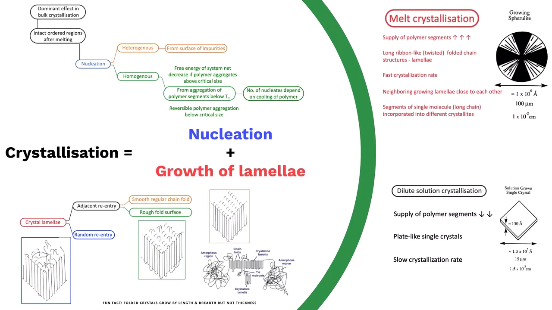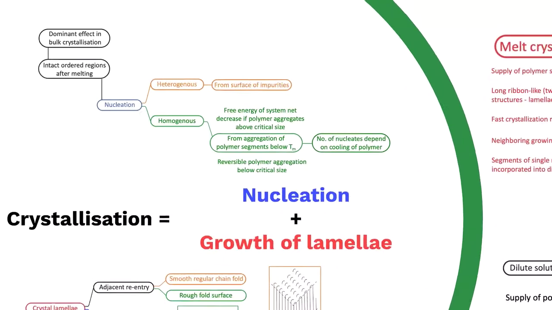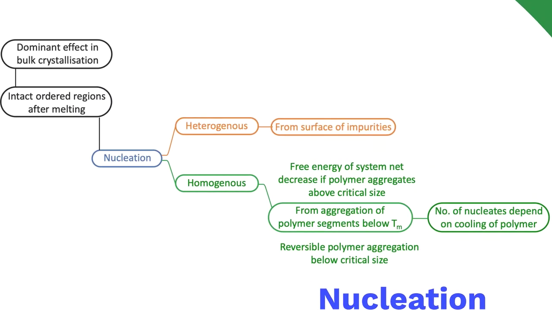So let's take a look at the microstructure, which can be described as crystallization, which is a process combined from nucleation and the lamellar growth. In terms of nucleation, we can have two different types of nucleation processes: heterogeneous or homogeneous. Heterogeneous nucleation comes from the surface of impurities, whereas homogeneous nucleation comes from aggregation of polymer segments below the melting temperature.